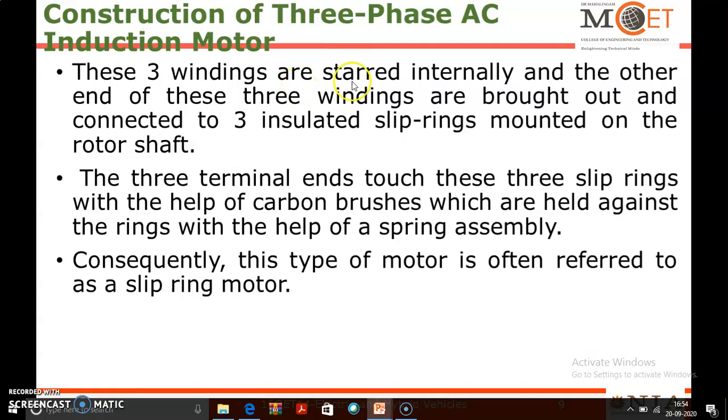These three rotor windings are star connected internally, and the other ends of the three windings are brought out and connected to the slip rings, and the slip rings are mounted on the rotor shaft. So the three terminal ends touch these slip rings with the help of carbon brushes. These carbon brushes are held against the slip rings with the help of a spring assembly. Consequently, this type of motor is often referred to as a slip ring induction motor.